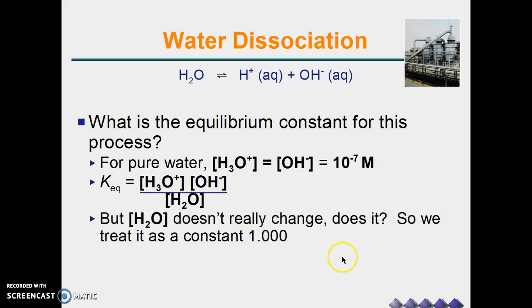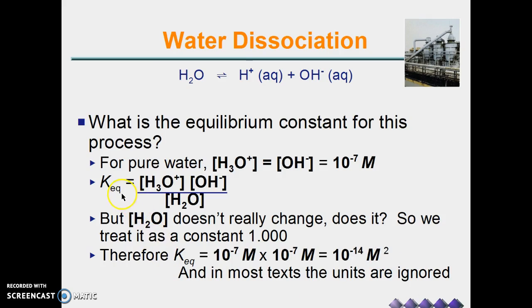That's why we have written it this way. But the concentration of water doesn't really change, does it? So we treat the concentration of water as a constant, and we just plug a 1 in there, and what ends up then is that the equilibrium constant is just the hydrogen ion times the hydroxide concentration. That's 10 to the negative 7th molar times 10 to the negative 7th molar, which is 10 to the negative 14th molar squared. But since that's really a hard thing to get your mind or mouth around, we usually ignore the units on these equilibrium constants. So we just say the equilibrium constant is 10 to the negative 14th.